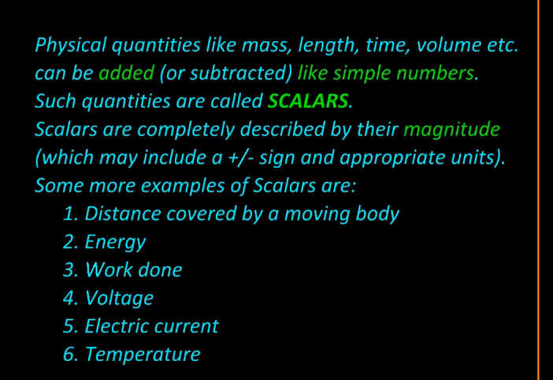And therefore, we are going to group these simple quantities in a category of their own. We will label this group as scalars. So scalars only have a magnitude, which of course includes a sign if they have one, and appropriate units, and they can be added or subtracted like simple numbers. Next, we are going to look at quantities where 3 plus 4 could be 7 sometimes, or could be 1, or could be anything in between, 5 or 6 or 3.8.